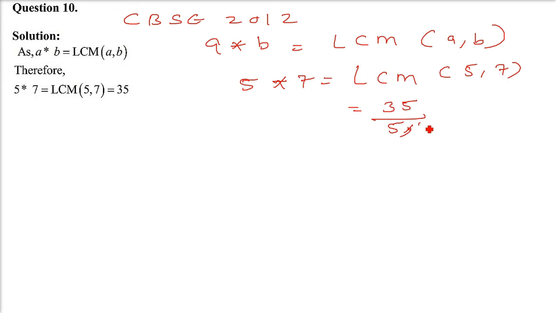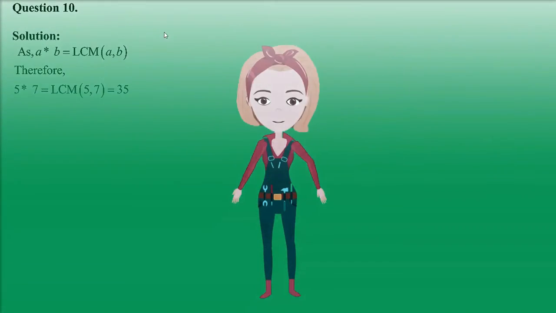Okay. The LCM is that value which can be divided by both the values for which we have found this LCM. Lowest common multiple, 35 is the answer. Okay, this is all about this exercise.